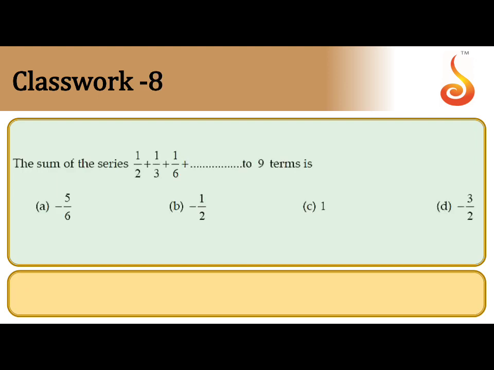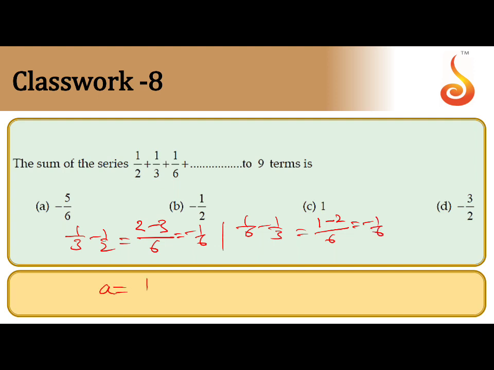Next, the sum of the series up to 9 terms. Here you can identify either AP or GP. First check for AP. So how to check AP? The first term A is 1 by 2. Take the common difference: 1 by 3 minus 1 by 2. So LCM 6: 2 minus 3, this is minus 1 by 6. You can check 1 by 6 minus 1 by 3 also. So LCM 6, here 1 minus 2, that is minus 1 by 6. The common difference is the same. That means here A equal to 1 by 2 and D is minus 1 by 6.